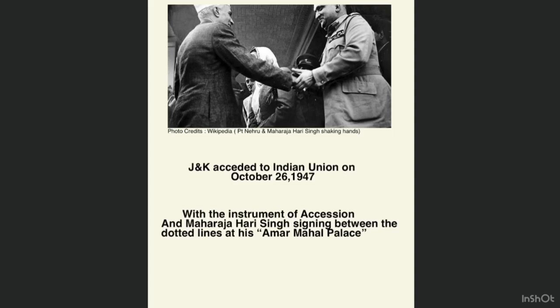Eventually, VP Menon landed. The instrument of accession was signed, and the erstwhile princely state of Jammu and Kashmir became a part of India. It acceded to India on 26th October 1947, and that is also celebrated as Jammu and Kashmir Accession Day. Now this is the instrument of accession, of Shriman Indra Rai Bahadur Raja Rajeshwar Hari Singh Ji, and it was signed by Hari Singh Ji and Lord Mountbatten.